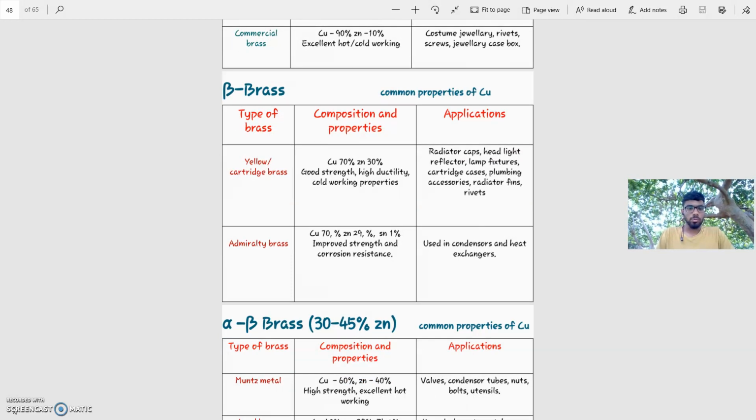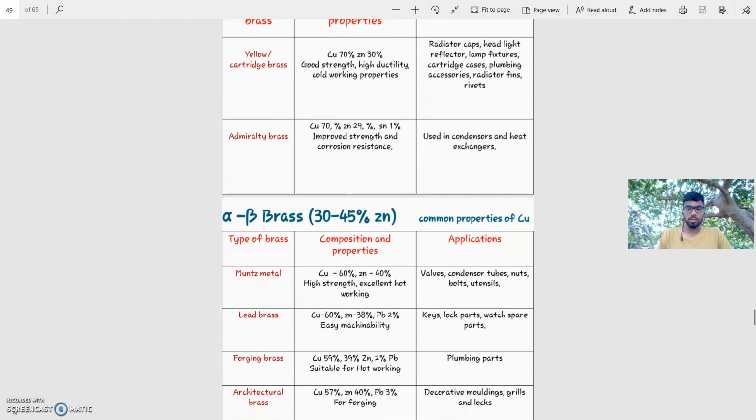Next one is beta brass. There are two types of beta brass: cartridge brass and admiralty brass. The composition of cartridge brass is copper 70%, zinc 30%. Properties are good strength, high ductility, and cold working properties. Applications: radiator caps, headlights, reflectors, lamp fixtures, cartridge cases, plumbing accessories, radiators, and fans. Next one is admiralty brass. The composition is copper 70%, zinc 29%, tin 1%. Improved strength and corrosion resistance. They are used in condensers and heat exchangers.